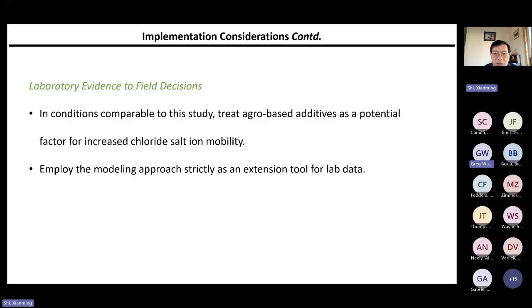Again, the machine learning model, like we mentioned, was helpful in reducing the number of experiments we had to conduct, because otherwise it would be cost prohibitive and really time consuming. But we should employ such methods strictly as an extension tool for lab data.